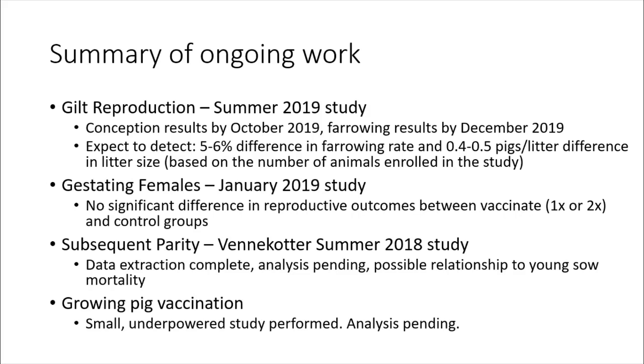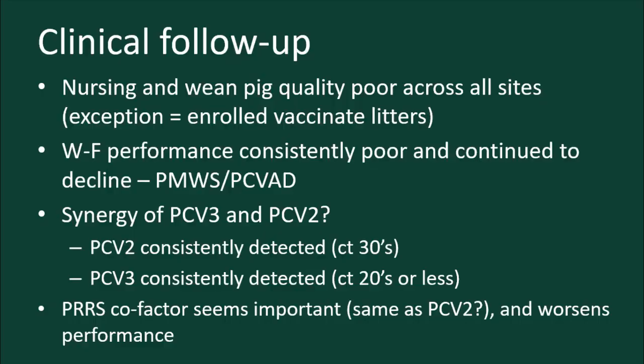So I've mentioned all of this for sake of time. I will skip this slide. So clinically, following up on the second study, I mentioned that these herds had destabilized. Performance was really bad. Nursing and wean pig quality was very poor across all 3 of those sow farms, with the exception of some enrolled vaccinate litters from some earlier work. Wean to finish performance was consistently poor and continued to decline.